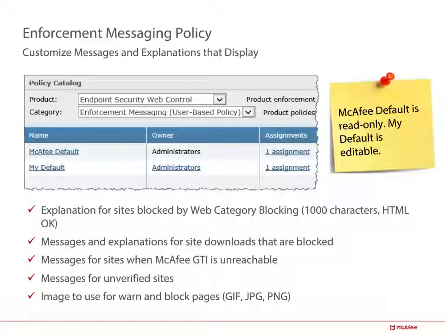The enforcement messaging policy is where you can customize the messages and explanations that display when the end user opens up their browser. You can set the explanation for the sites that are blocked by the web category blocking, which can be up to 1,000 characters. You can set the messages and explanations for any of the site downloads that are blocked. You can define your messages for sites when McAfee GTI is unreachable. You can also set the messages for any unverified sites, and you can change the image that you want to use for your warning and blocking of the pages. These can be a GIF, a JPEG, or a PNG file.